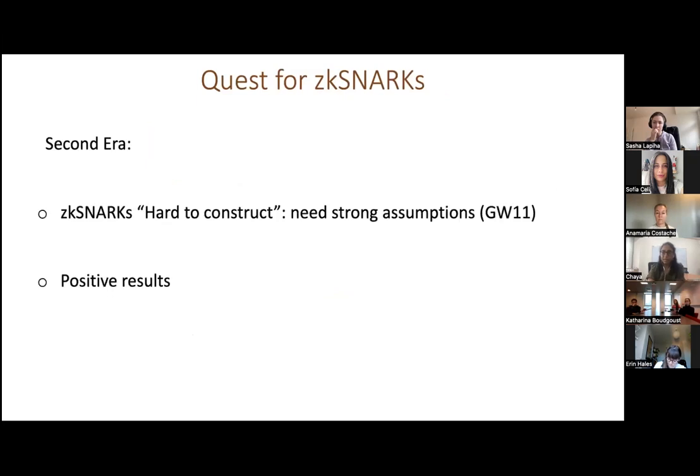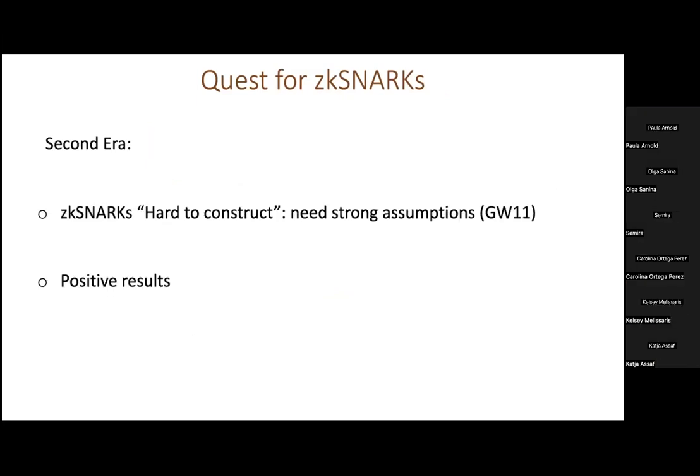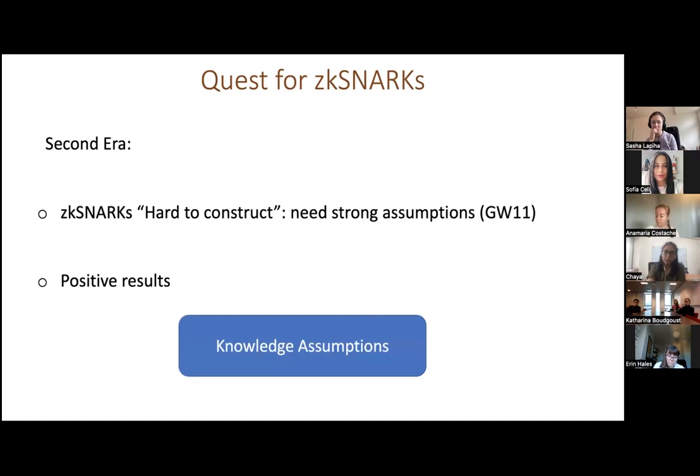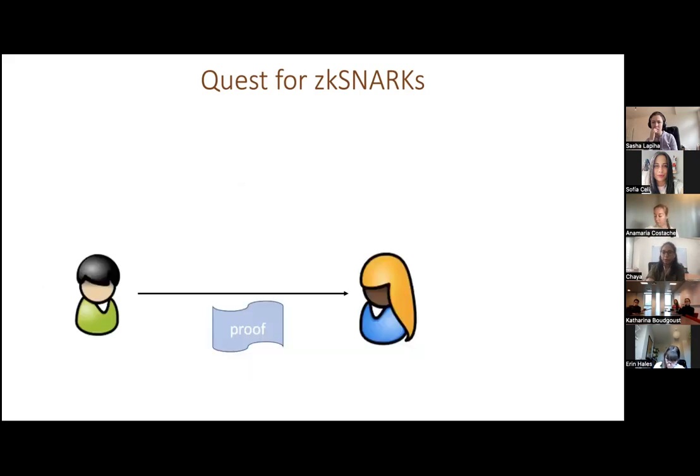So the quest for zkSNARKs that started the second era of SNARKs was about assumptions. Can we construct zero-knowledge SNARKs without the random oracle, in the so-called standard model? And the work by Gentry and Wichs showed that zero-knowledge SNARKs are hard to construct. That is, we do need strong assumptions, what are called non-falsifiable assumptions, in order to construct SNARKs. And once this result came out, there were a series of positive results that made these kinds of strong assumptions and constructed several zero-knowledge SNARKs. These are what are called knowledge assumptions, and these are the strong assumptions that Gentry and Wichs talk about.